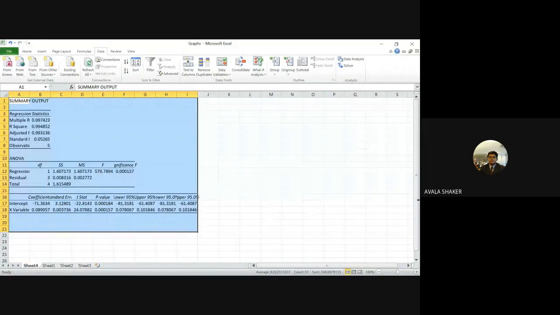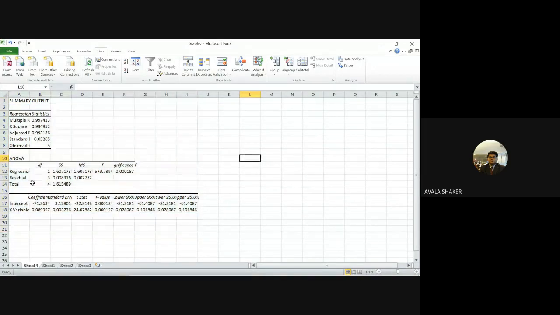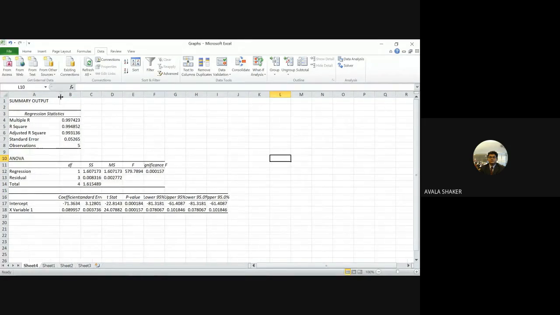Now it has gone to a new sheet and given me all the statistics here. This is a summary. This is R, the R square. There's something called adjusted R square. This is the standard error or the standard uncertainty. How many observations we have taken is 5.